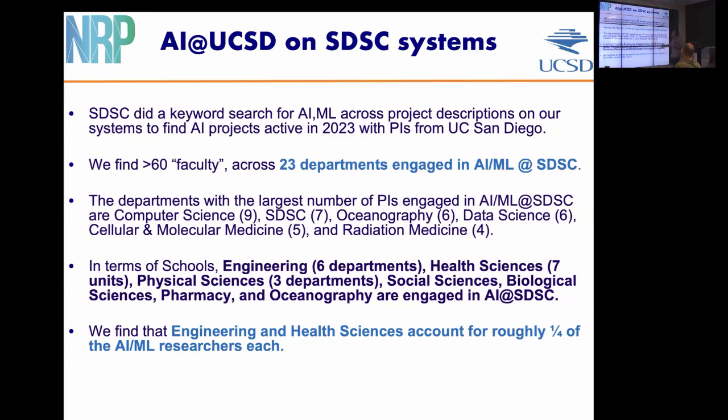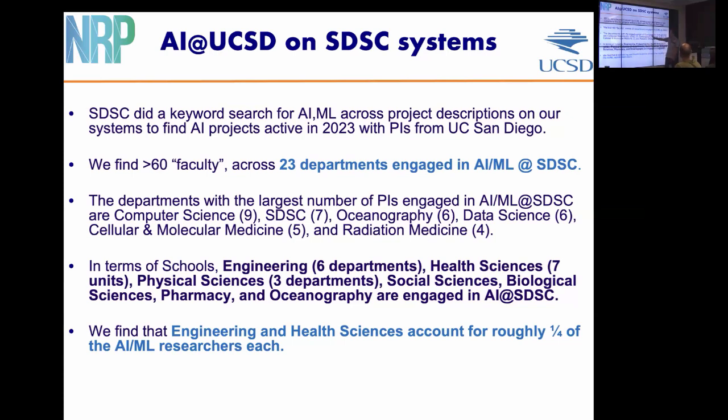And when we did this very recently in December last year, we found more than 60 faculty, and where I put faculty in quotation marks, basically PIs, across 23 departments engaged in AI or ML at SAC. To me, that was stunning. 23 departments in the university are engaging in AI ML today, well, last year at UC San Diego. That's a large number.